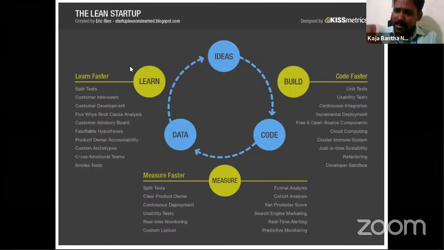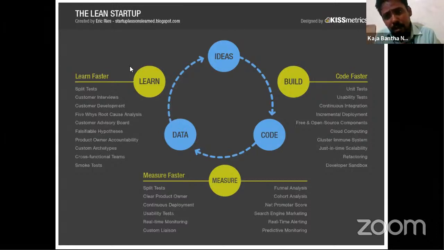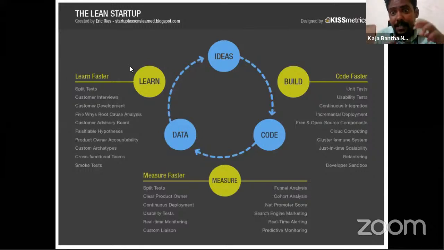Build means code faster. Code doesn't mean software code; code means ideation, ideate, and measure. Are your ideas workable or not workable? Learn from your failures and from your competitor's failures. Analyze your product and your competitor's product. Like this: learn, build, measure, and learn.